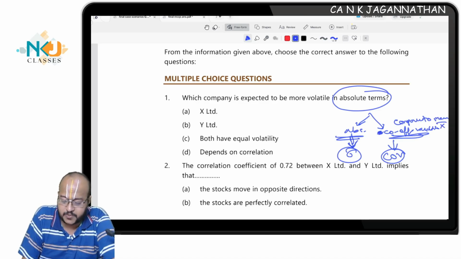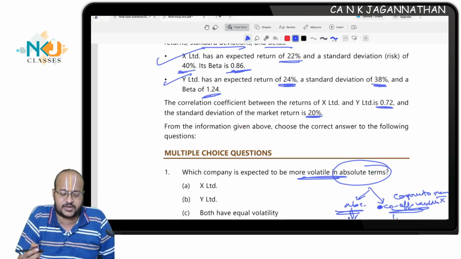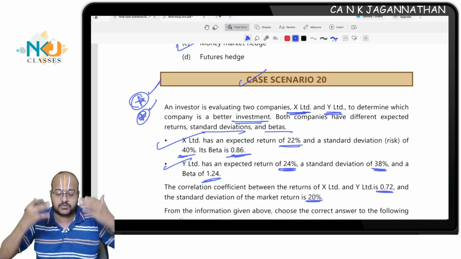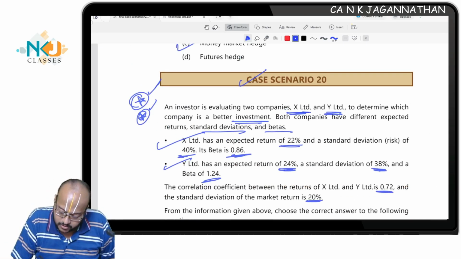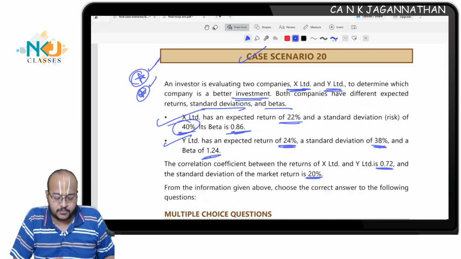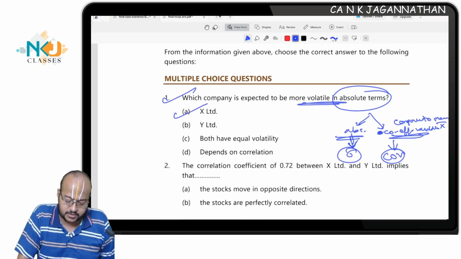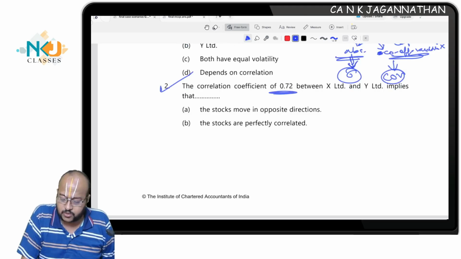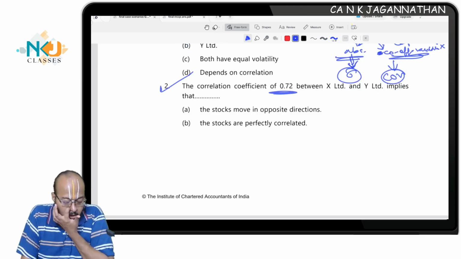Now, which company is expected to be more volatile in absolute terms? The company which has higher standard deviation will be more volatile. So 40%, X Limited is the solution. Next, the correlation coefficient 0.72 implies that stocks move in opposite direction.